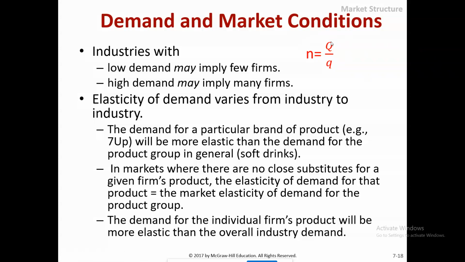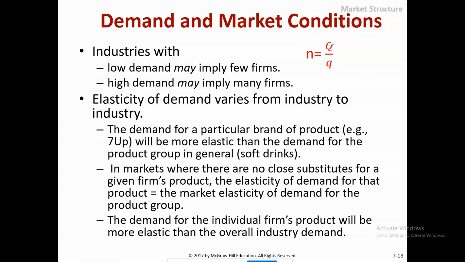Finally, elasticity of demand varies from industry to industry. To be precise, the elasticity of an industry depends on how you define the industry. The demand for a particular brand or product, like 7-Up, will be more elastic than the demand for the product group in general, like soft drinks.